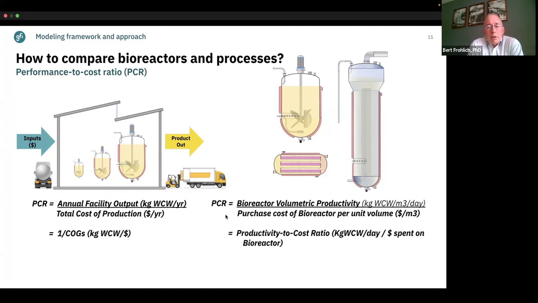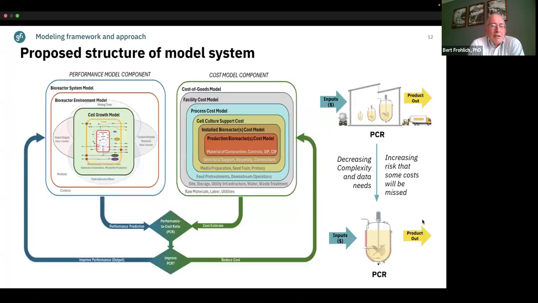Or in a more simple case, on the right, the PCR could be defined just looking at the production bioreactor, where we're looking at the amount of cell mass that can be produced compared to the price that we're paying for that bioreactor. So there's a full spectrum there. And yeah, that's right, Elliot, thanks.